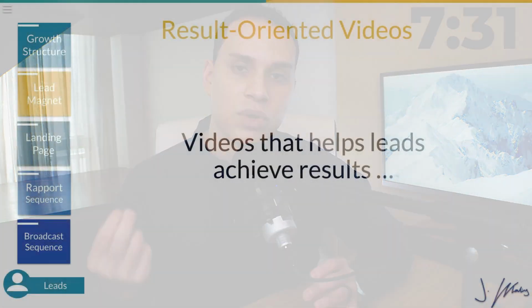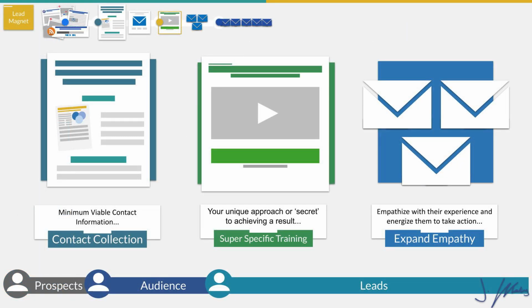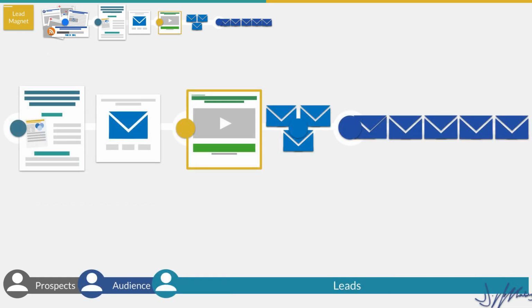Now, this next one can be the most powerful, but it also takes the longest to create. If you already have an idea of what your lead magnet should be, you can go ahead and skip ahead to the next section. With a results-oriented video, it goes in the exact same place in between the landing page and the emails. We come back to the diagram. You see it's in the same place. We're not changing too much here.